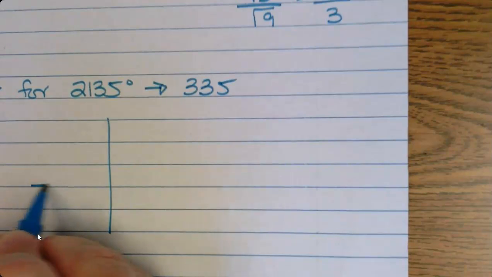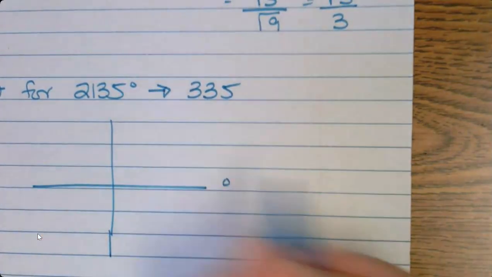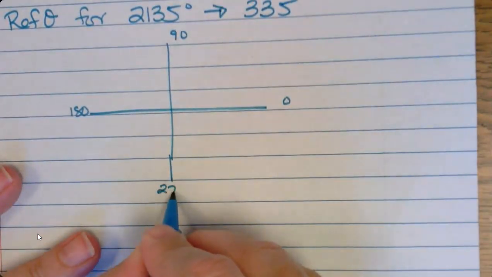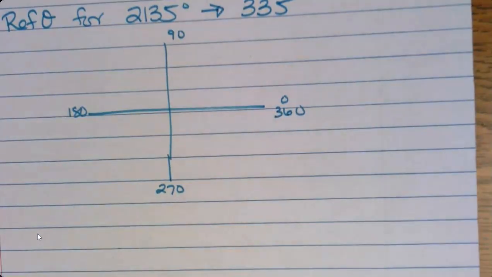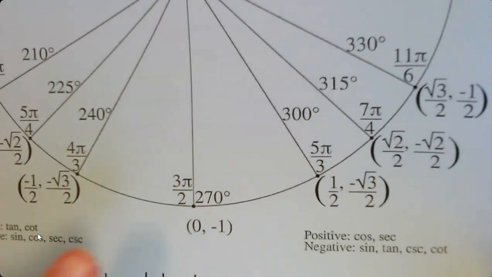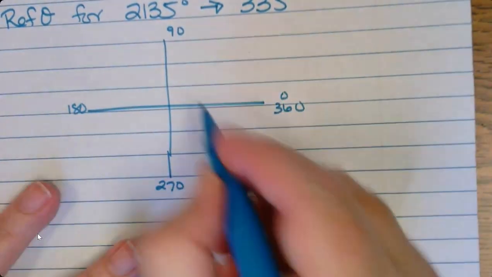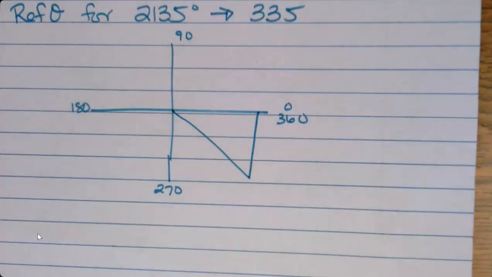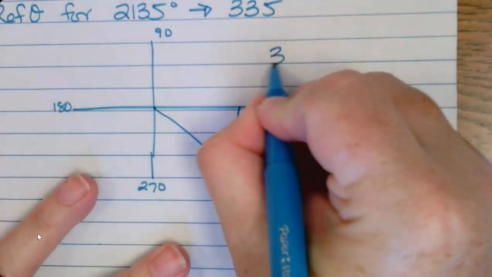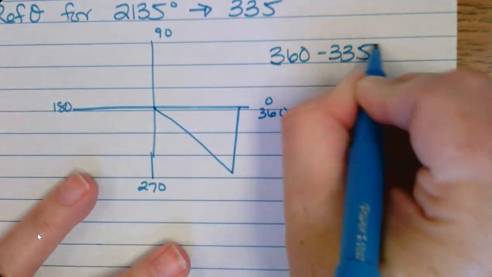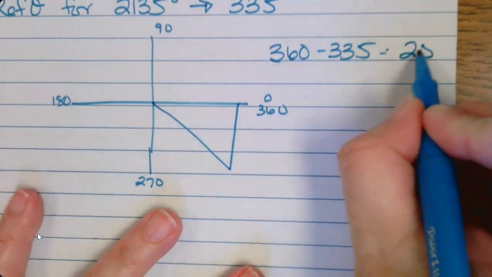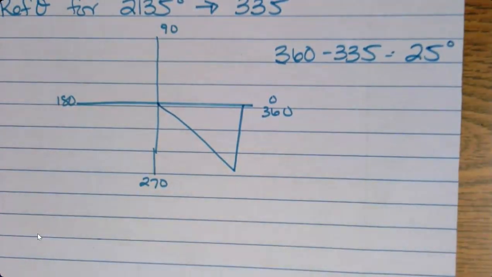Okay. So remember, you can use your unit circle if necessary. This is 0, 90, 180, 270, and 360. Now, it is on here. Again, 270, 180. Okay. So would you agree 335 is out here? Always draw it to the x-axis. So this is just going to be 360 minus 335. I believe it's 25. Is 25 degrees.